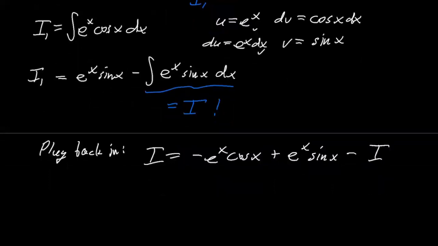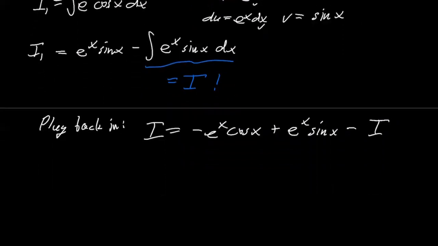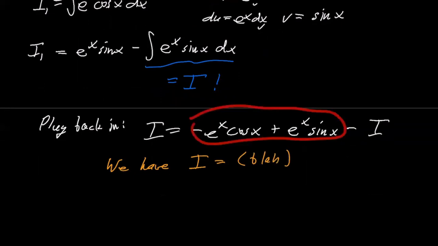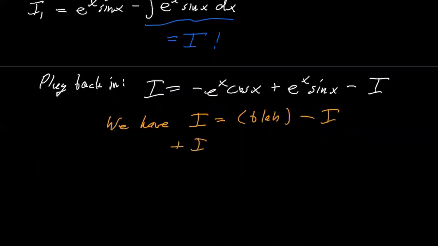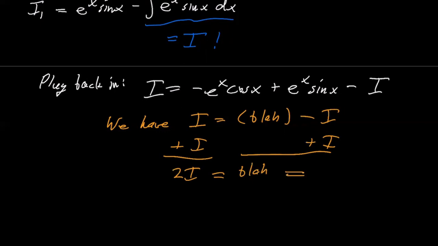And now this is kind of crazy because, right, we have I equals something minus I. Let me just write this schematically for a second. We have I equals all this stuff. I'm just going to write blah, all this, and then minus I. And so we could add I to both sides. And we get that 2I equals the blah. So I is 1/2 of the blah, whatever that was. And so we've now solved for I.